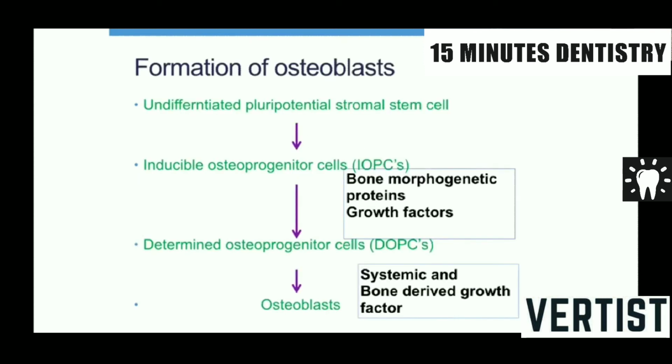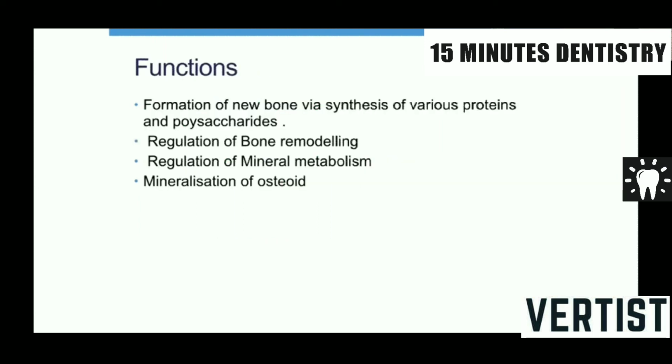So how do they form? They basically form from the undifferentiated pluripotential stromal stem cells, which, in the presence of bone morphogenetic proteins and growth factors, become inducible osteoprogenitor cells. They become determined, they become differentiated, and systemic and bone-derived growth factors lead to the formation of the osteoblast.